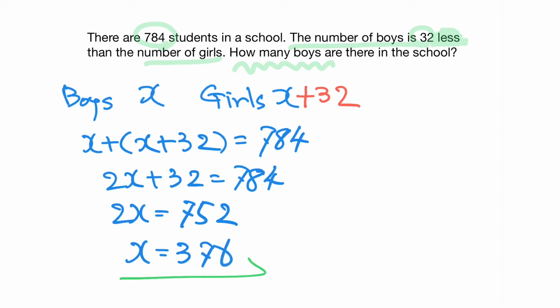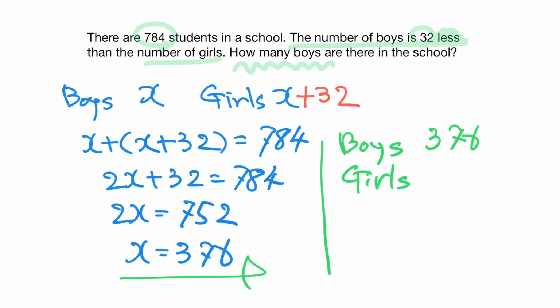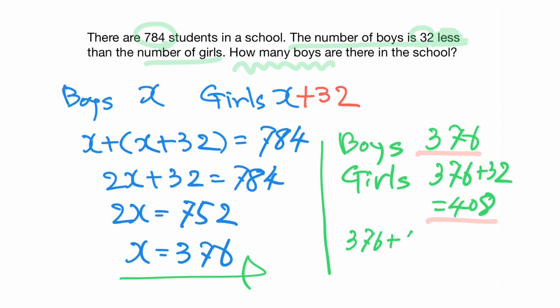So we have the answer. The number of boys is 376. X is the number of boys, 376. So the number of girls is 376 plus 32, 408. Okay, let's calculate the sum of the two numbers. 376 plus 408 is 784. Yeah, that makes sense. 376 is the answer.